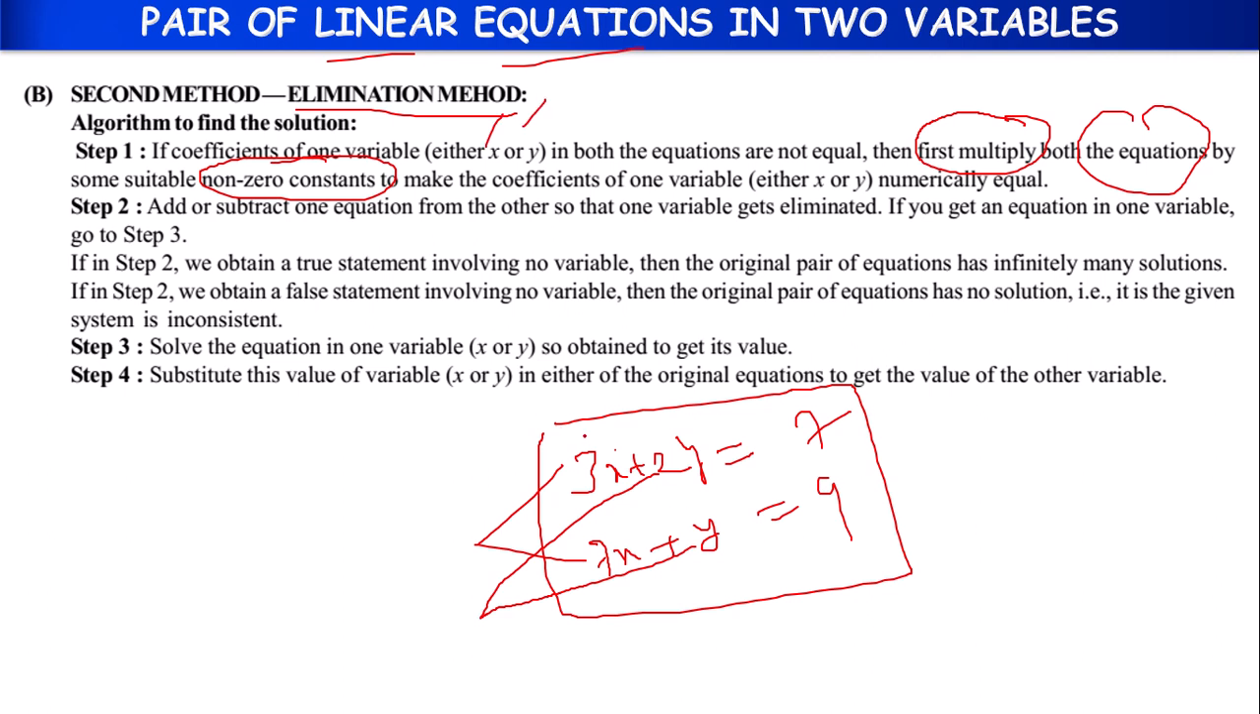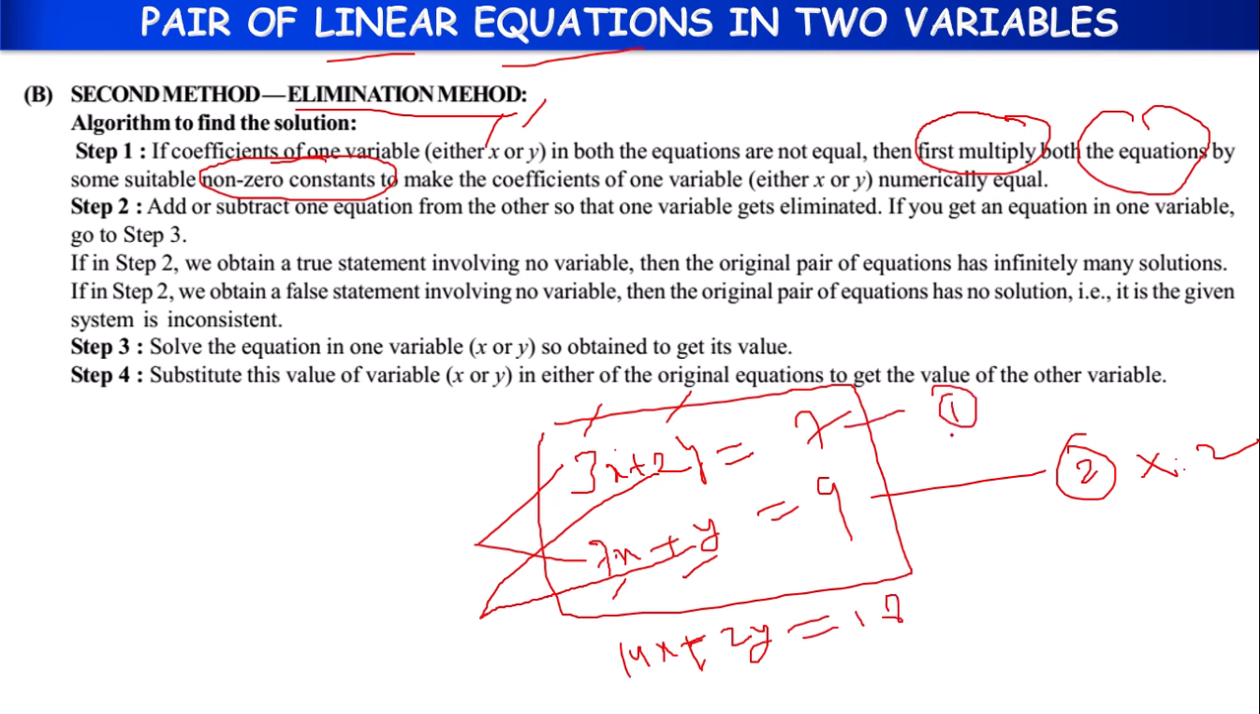Here we have 3x, 2y. Here we have 7x, only y. So this second equation can be multiplied by 2, so that it will become 2 times 7, 14x, 2 into y, 2y, equals 2 into 9, 18. So there is no change in the first equation, but the second equation we are multiplying with 2. So we are getting a resulting equation, let's name it as 3. We are getting another, third equation.